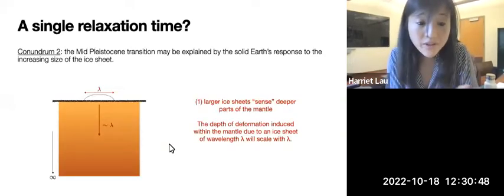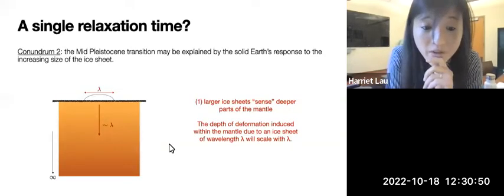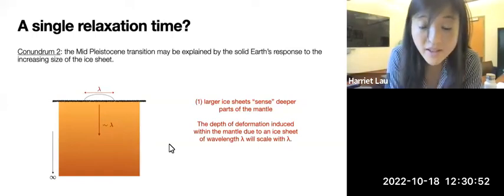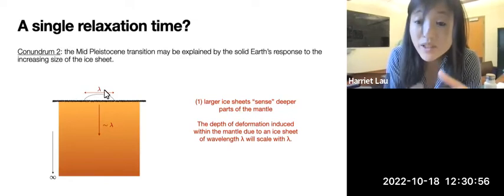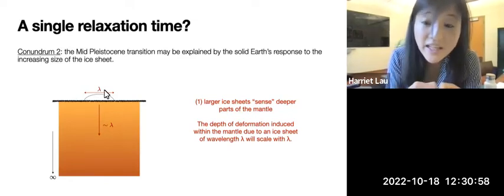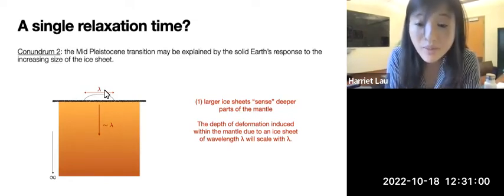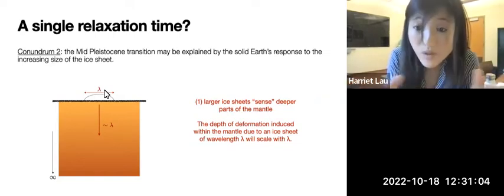And so the first point: if we take the simplest geometry, an infinite half space, say, an ice sheet of length scale lambda will induce deformation that scales with lambda. And this is true just thinking about the dimensions of this problem. The independent length scale here is the width of the ice sheet.